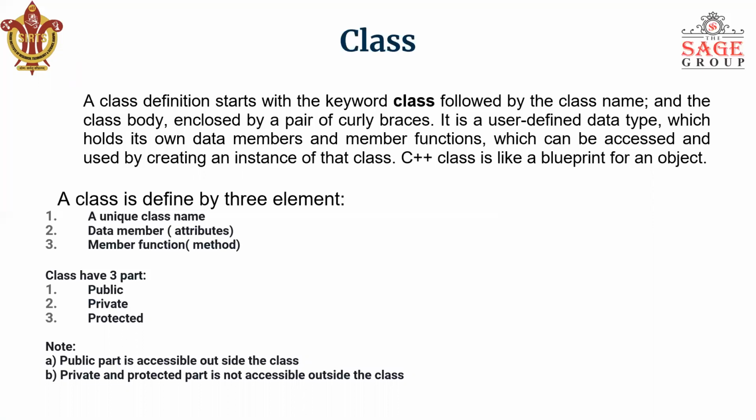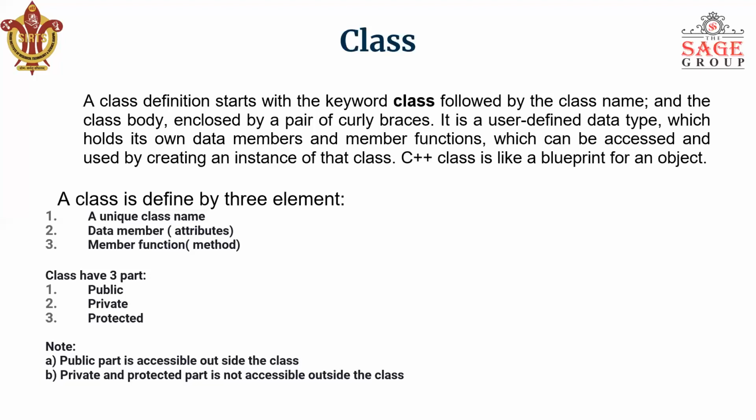We can also consider a class as a user defined data type which holds its own data members and member functions. Means we can say that a class is a collection of data members and member functions, which can be accessed and used by creating an instance of the class. Instance of a class means we can create an object of the class and use the data members and member functions inside that class. Basically, a C++ class is like a blueprint for an object.